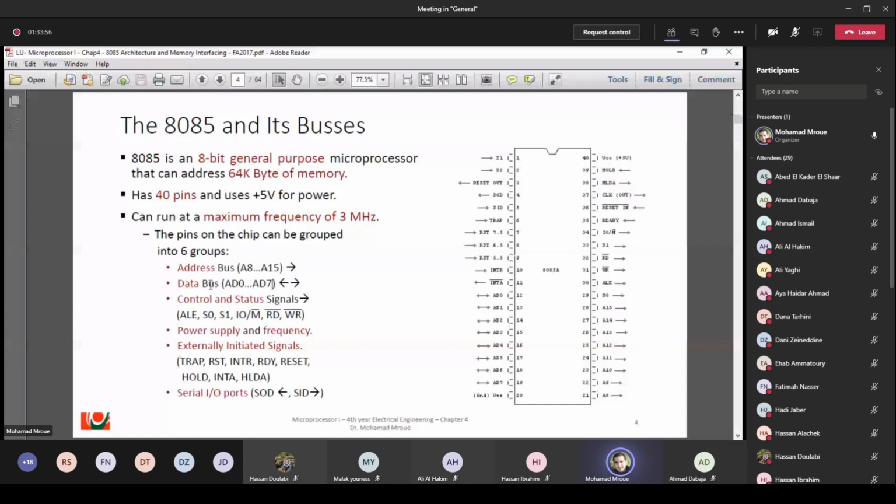We have the control and status signals, which are ALE. We'll see how to use the ALE signal. We have S0, S1, IO/M bar, read and write. Also we have the power supply and the frequency. Externally initiated signals: trap, reset, interrupt, ready, reset, hold, INTA and HLDA. And we have the serial input-output ports, SOD and SID, serial output and serial input.